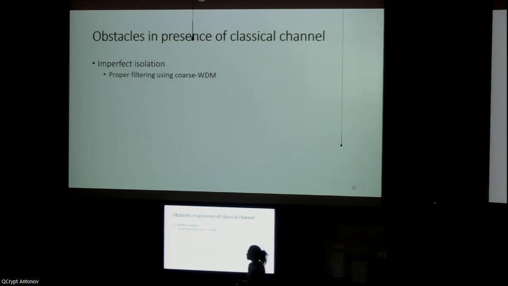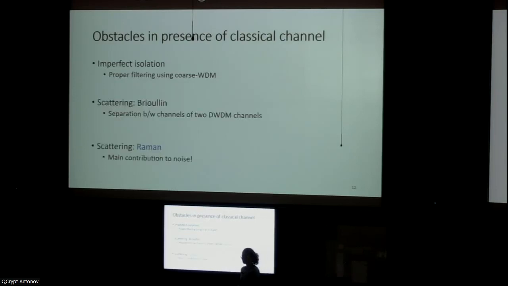Other problems, which are a bit more complicated, are problems like Brillouin scattering or Raman scattering. So this is scattering where, for example, these effects would create a photon that would have a new frequency, and which would be, if we're unlucky, exactly the frequency of the quantum channel. And this cannot be spectrally filtered because we're in the quantum channel. And so these are effects that have to be thought about.